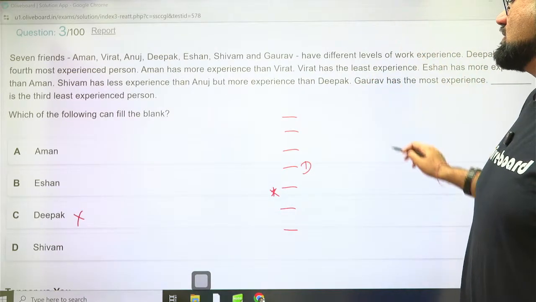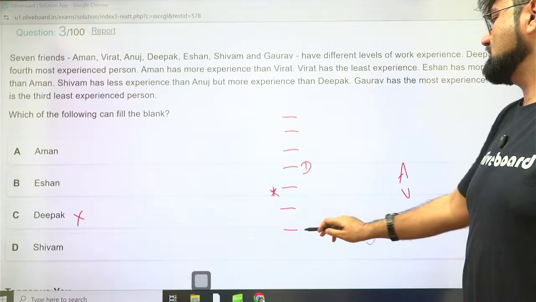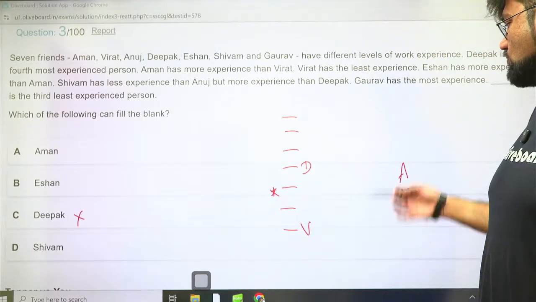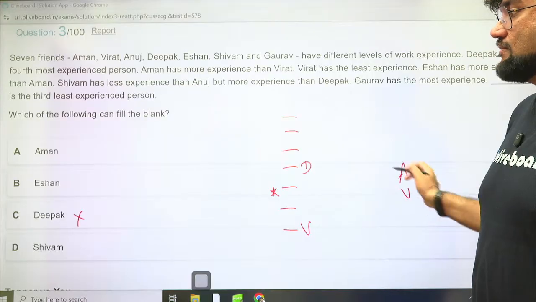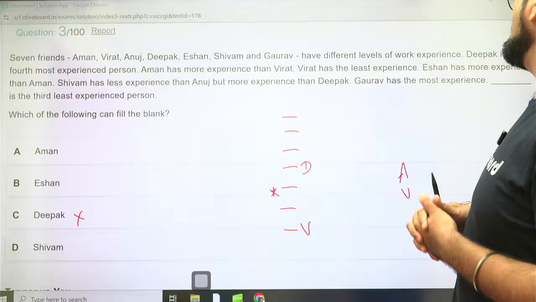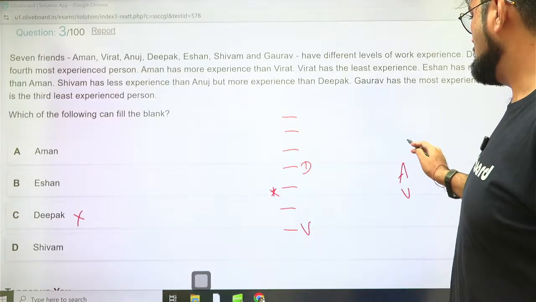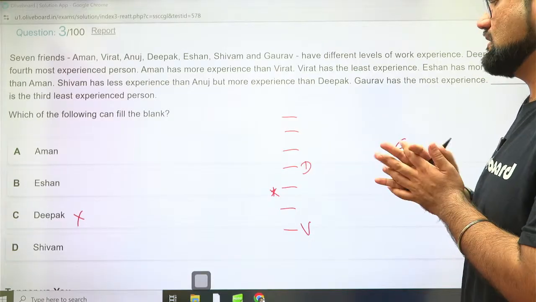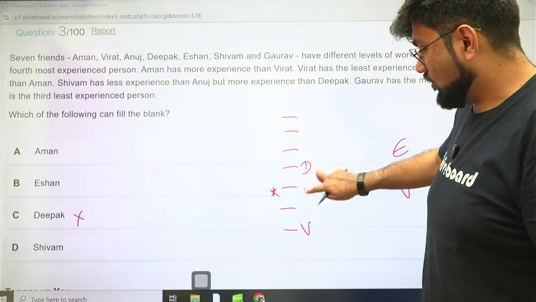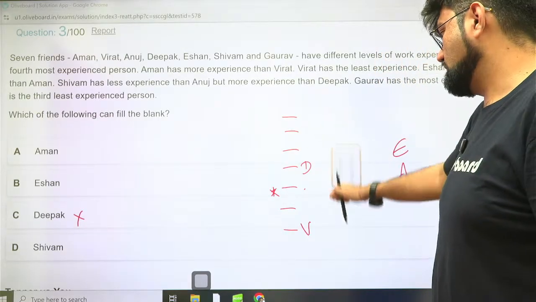Aman has more experience than Virat. Virat has the least experience. So definitely Virat is also not my answer. Okay. Aman has more experience than Virat can be here. He's not immediately more than Virat. So we are not sure. Okay. And Ishan has more experience than Aman. Ishan has more than Aman. Okay, great. So we still can have both of them here, or maybe Aman is here, Ishan is here, or whatever. So we are still not sure.